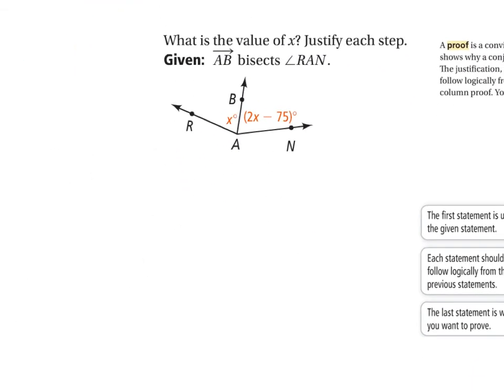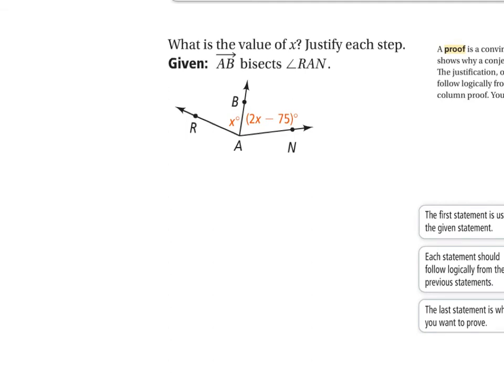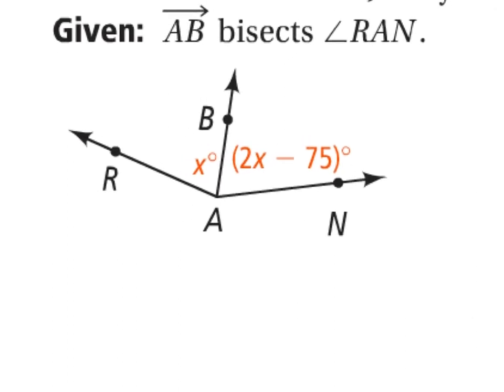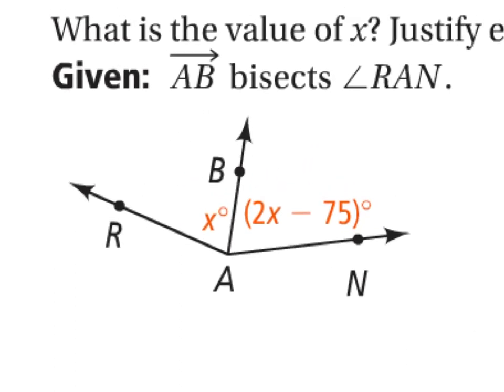Here's another geometry problem. What is the value of x? Justify each step. They tell you, given ray AB bisects angle RAN. So let's just talk this out before we even start setting up this proof. How would we solve this? What is a bisector? It splits that big angle RAN into 2 equal pieces, right? So we know these right here are equal. Eventually we're going to set those equal to each other and try to solve it.